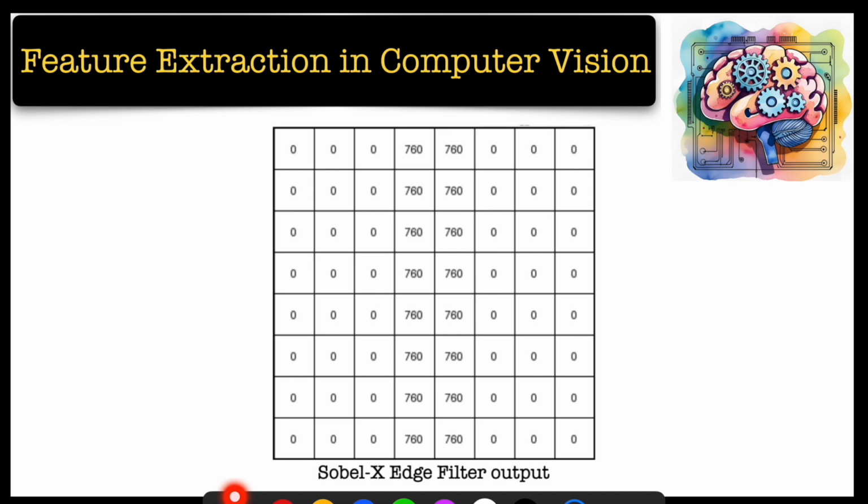So after applying the Sobel X filter, we'll get some output like this, right? It clearly shows the vertical edges. Earlier we used to come up with this type of filters, apply them to the image, and detect edges or shapes.